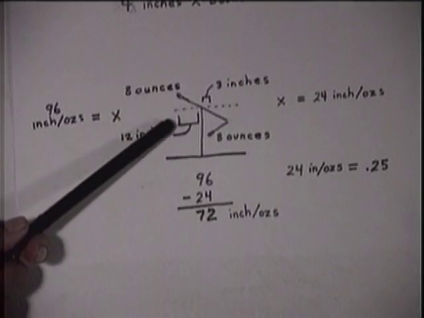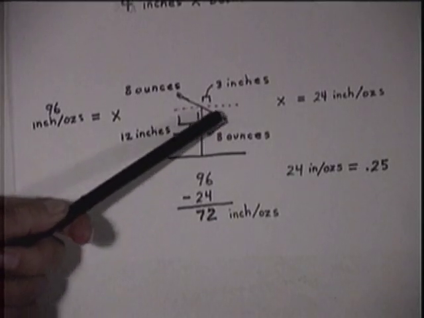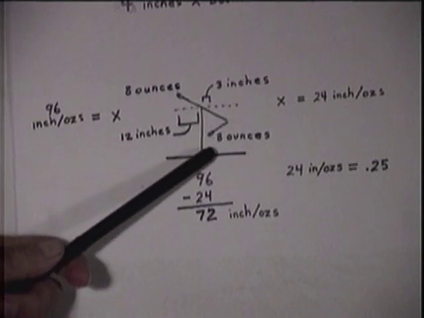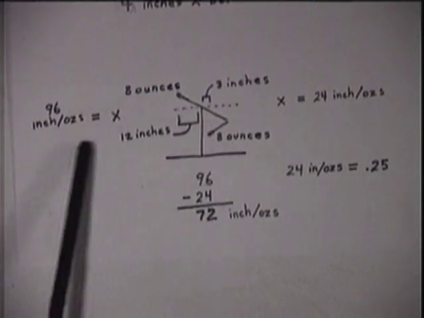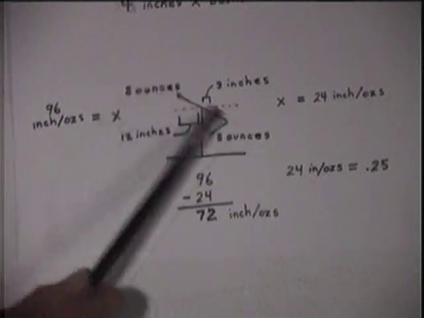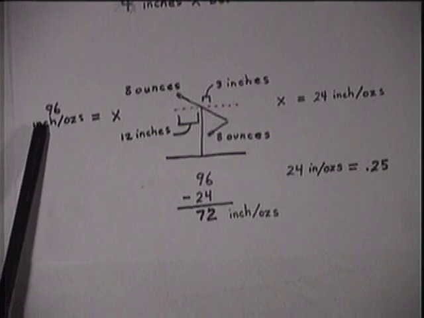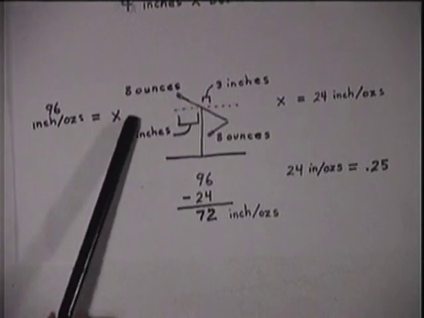When the load weight falls, it has to lift the pendulum weight upward. This is a negative force, or a negative weight, that has to be subtracted out. Now, because this is a lever arm arrangement, we multiply the 8 ounces by 12 inches, and we get 96 inch ounces for the load weight force.